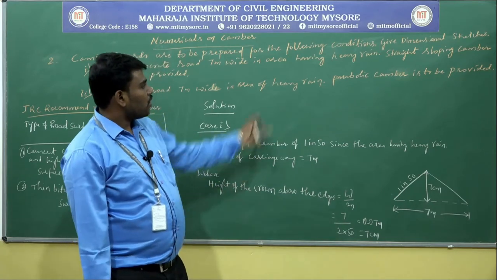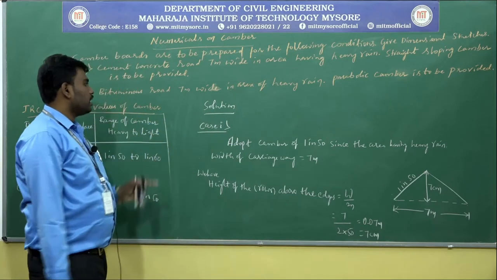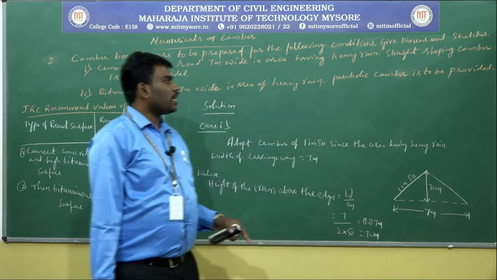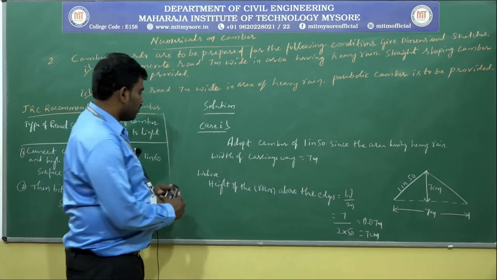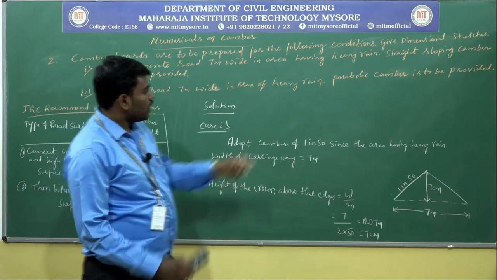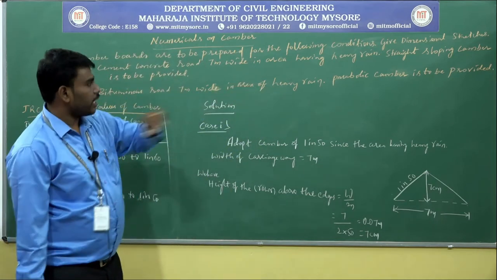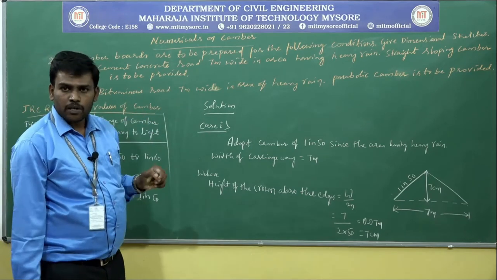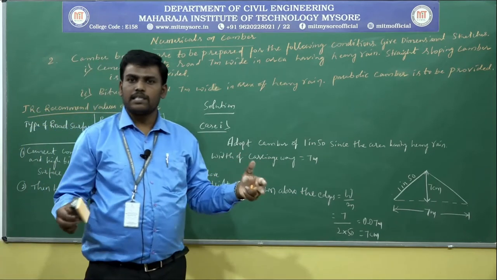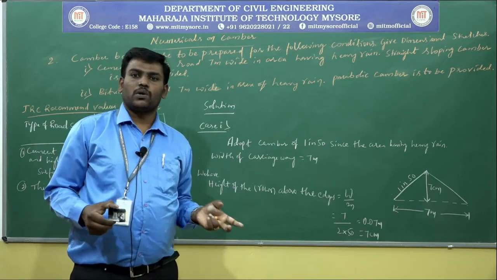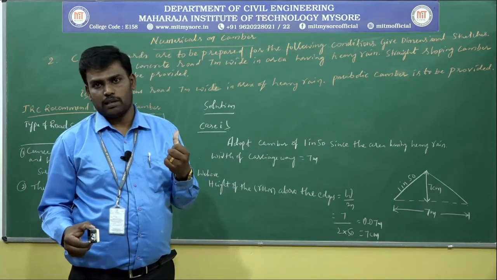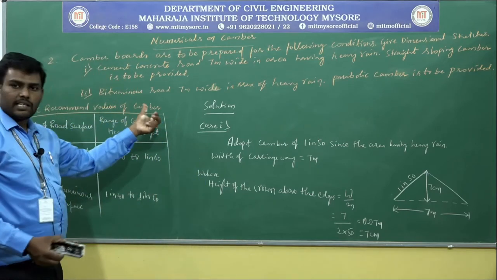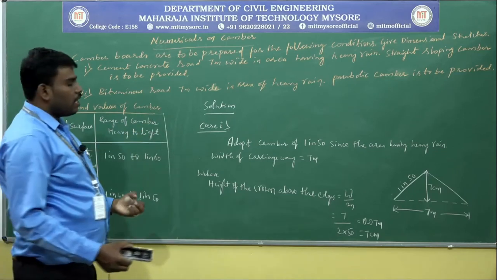Okay, now I move on to the second case, that is a bituminous road 7 meter wide in an area of heavy rain, where parabolic camber is to be provided. For that second case also, it is a bituminous road 7 meter wide. Usually for 7 meter width, it is a 2-lane road. For a 2-lane road, they do not provide a thin bituminous road surface. They provide a high bituminous road surface. Then you have decided the surface of the road. It is high bituminous surface.